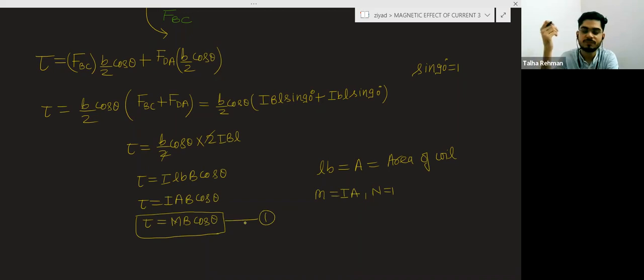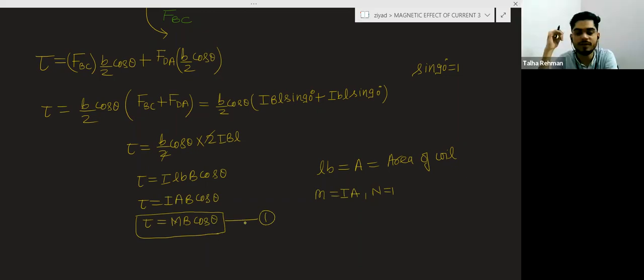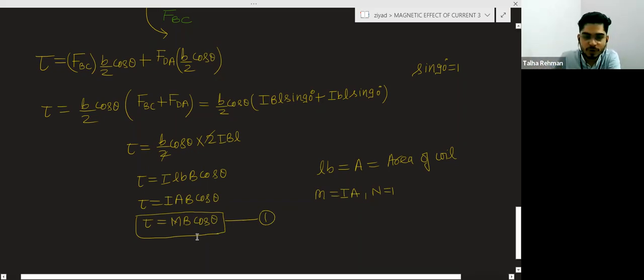And what is theta? Theta is the angle between the magnetic field and the plane of the coil. But we are interested to calculate this torque in terms of the angle between the magnetic moment and the magnetic field.